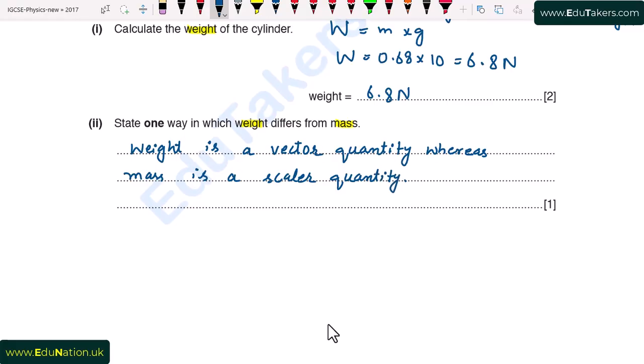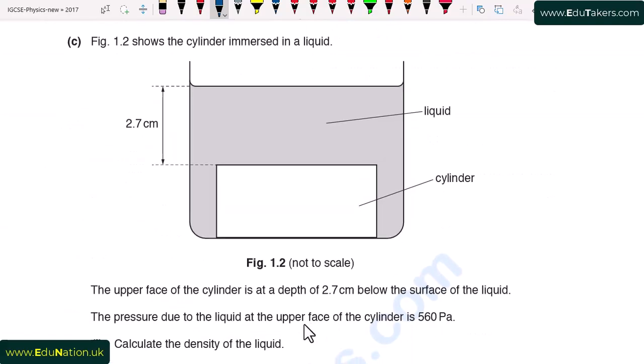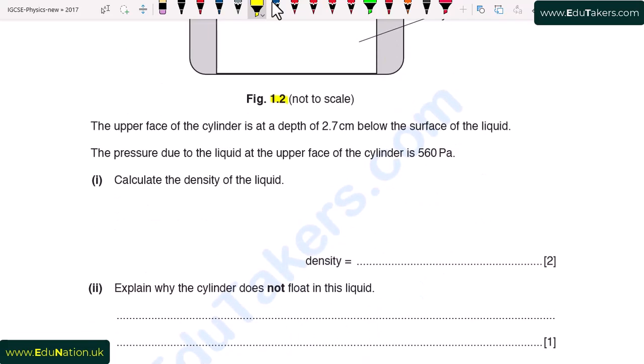Going towards the next part. Part C. Figure 1.2 shows the cylinder immersed in a liquid. In figure 1.2 we can see that there is a liquid, and inside this we place a cylinder and it is totally immersed in the liquid. The upper face of the cylinder is at depth 2.7 centimeter below the surface of the liquid. The pressure due to the liquid at the upper surface of the cylinder is 560 Pascal. Part 1. Calculate the density of the liquid.